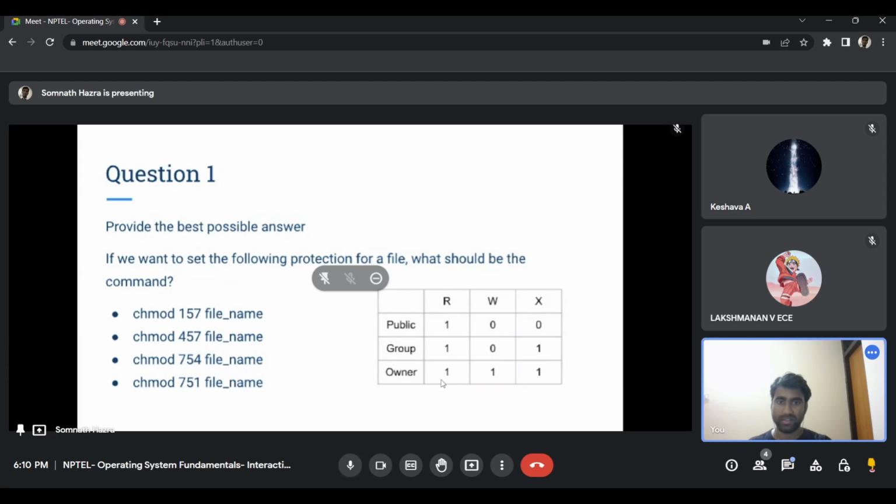Since the owner has every right, that is to read, write, and execute, yes, it will be 754. So what will be the correct option then? The correct option here will be option C. Okay. So this forms a 7, this is a 5, and this is a 4. Okay. Anyway, let's get to the next question.